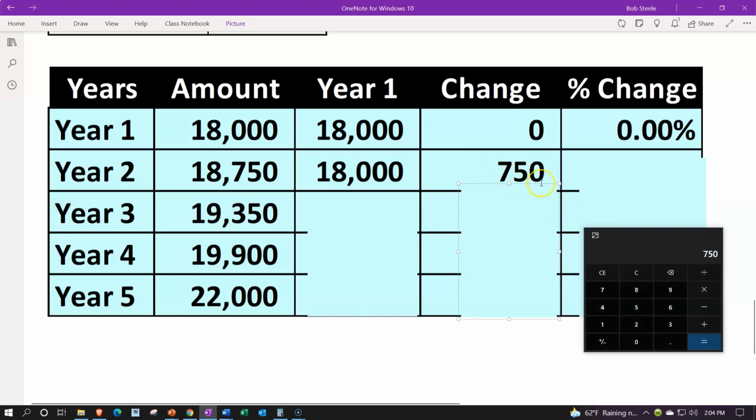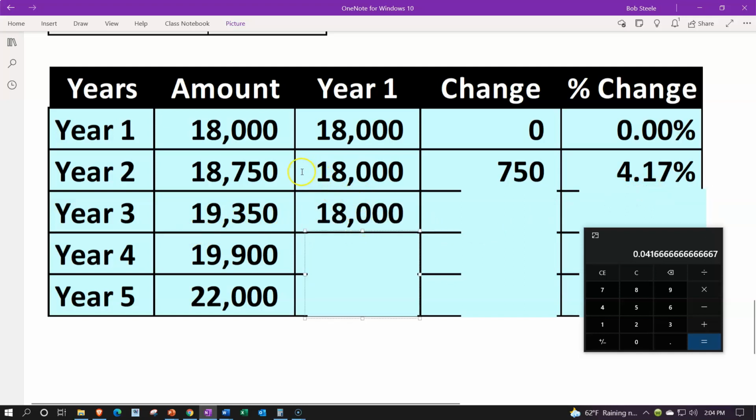And now this is a common way that you'll see the tables. We want to take the changed column, divide it by the prior year or base year, which is the 18,000. Taking that divided by the 18,000, that's going to give us, if I move the decimal place over, that 4.17. Now here's where things change, because the next time it went up to 19,350. We're not going to compare that to the prior year of the 18,750, but rather to the base year of the 18,000. So we have the same base that we're working with.